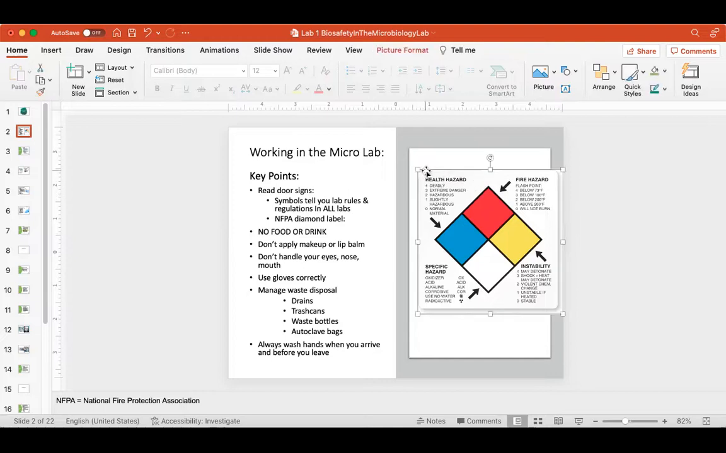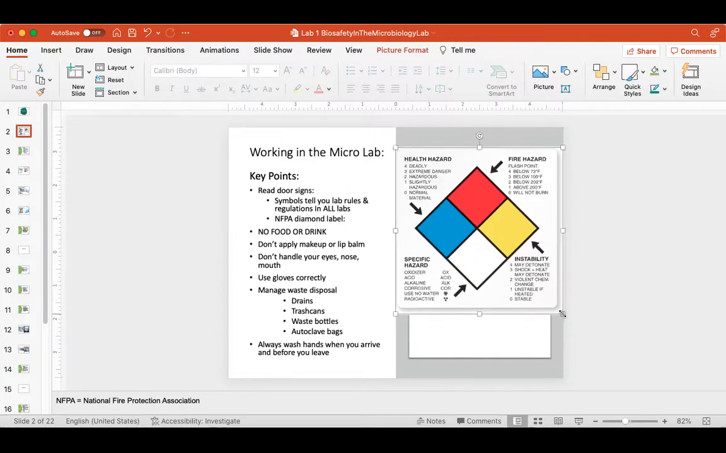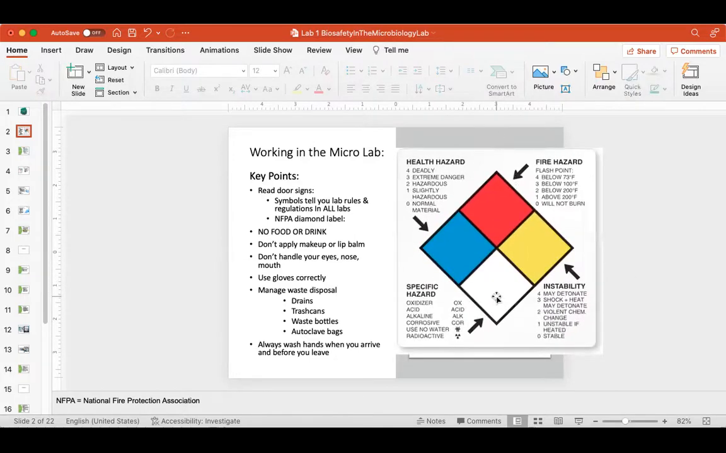Now, let me just enlarge this a little bit. I think the hardest box to interpret sometimes when you're walking by a lab is the white box, the specific hazard box. That's because this is the one box where you won't see a number if there's a hazard present. Instead, you're going to see a symbol. You can see the list of symbols right here. You might see an OX if there's a particularly strong oxidizer chemical. You might see COR if there's a chemical in use that is particularly corrosive. You might see the radioactive symbol if that hazard is present. So the white box is the only one that I think is difficult to interpret.